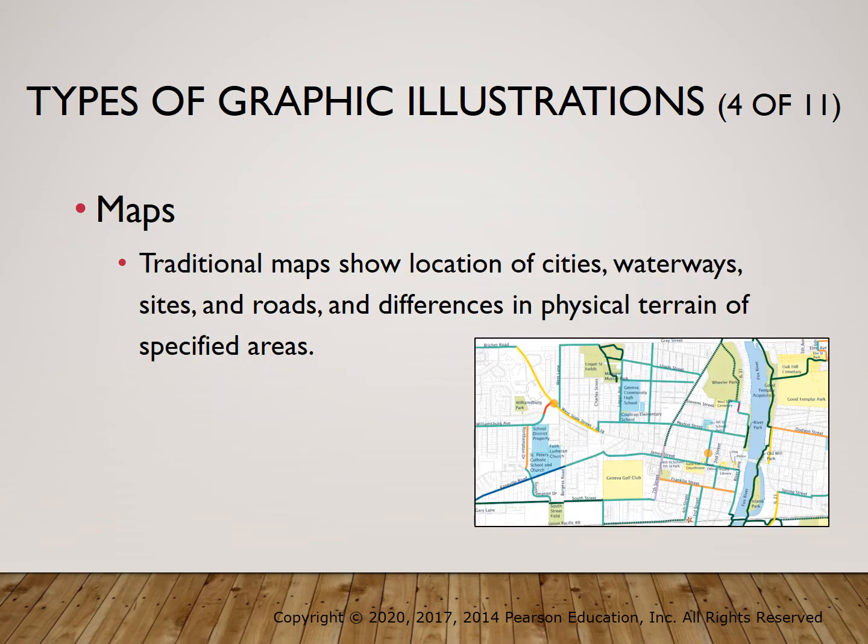Maps, there's a couple of different kinds. You've got traditional maps that I remember using as a kid, looking at where things are and how to get from one place to another. And things are labeled quite well: the cities, the waterways, the sites, the roads, etc.